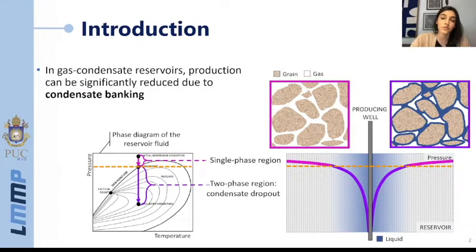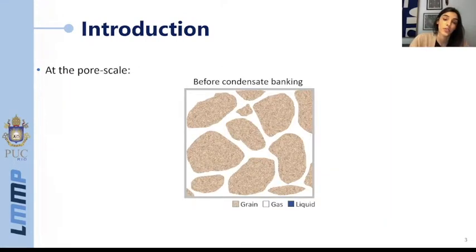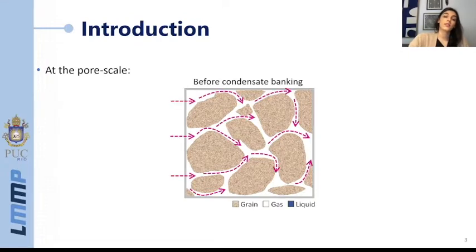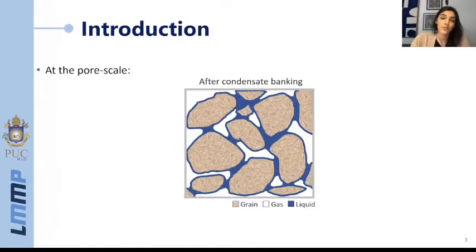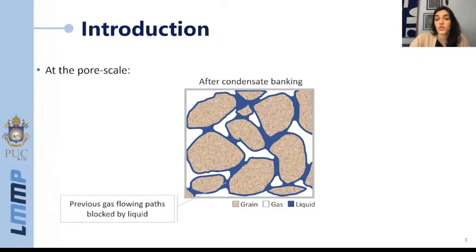And if we analyze this at a pore scale, we can see that before condensate banking, the gas has many paths to flow, so the production can be relatively high. However, after condensate banking, we form those films of liquid around the grains and also those bridges. And as a result, previous gas flowing paths are blocked by liquid, and that reduces a lot of the production.